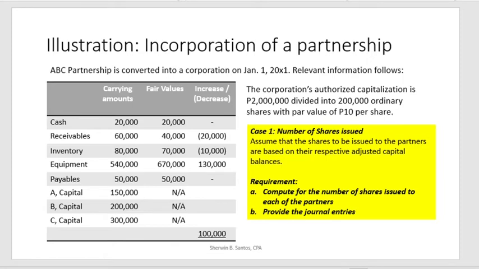So, the corporation's authorized capitalization is 2 million. So, ito yung authorized capitalization, computed as 200,000 ordinary shares with par value na 10 per share. So, case number 1, we are required to compute for the number of shares issued to each of the partners and to provide the journal entries. So, assume daw that the shares to be issued to the partners are based on their respective adjusted capital balances. So, let us illustrate this.